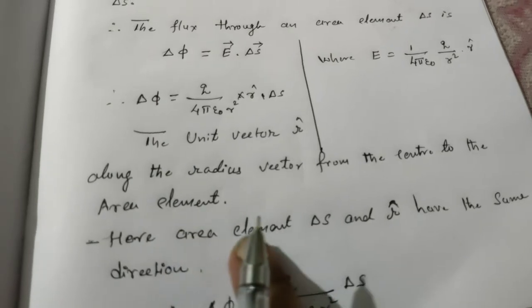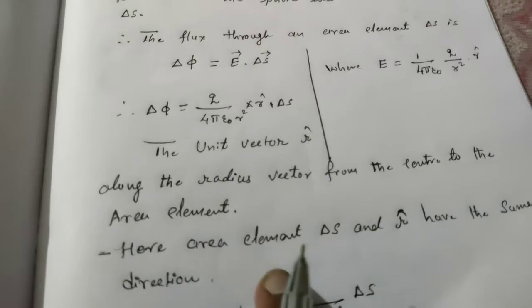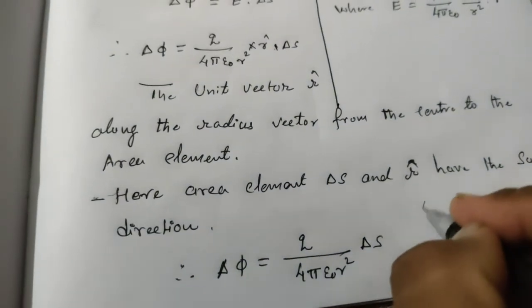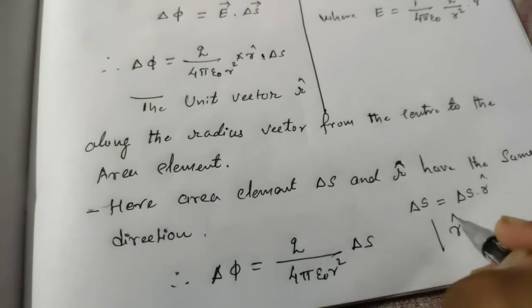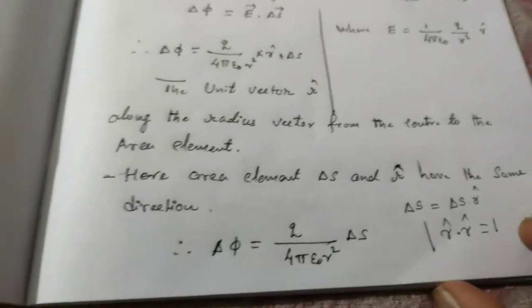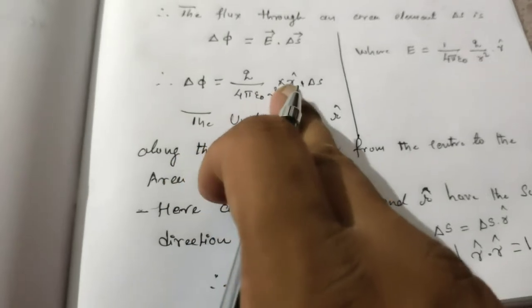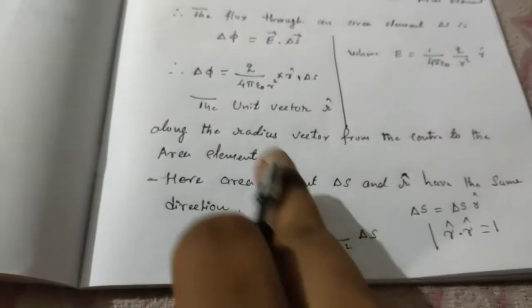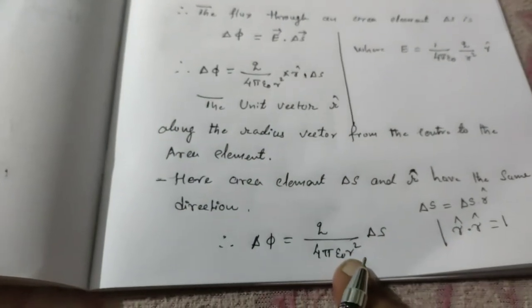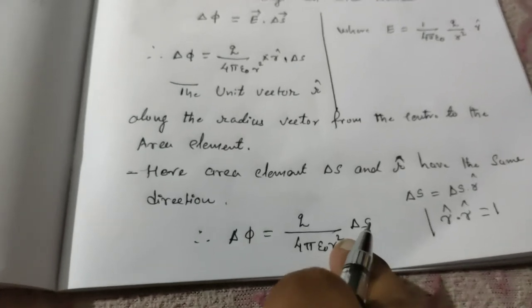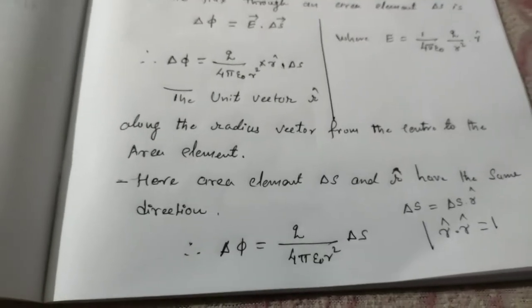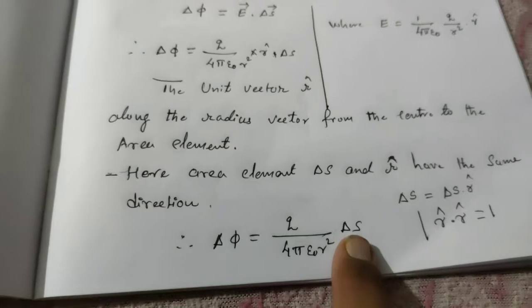Now let us see here, area element delta s and r cap vector are in the same direction. So first of all we have to solve this dot product. Delta s, the area element, equals its magnitude and its direction. So while we are putting that, r cap dot r cap equals 1 as per the property of dot product. Then whatever quantity remained, q upon 4 pi epsilon naught into r square into delta s. Now here, this is simple multiplication, not a dot product, so no need to put a dot, remember. So this is the electric flux produced at a small surface area delta s.